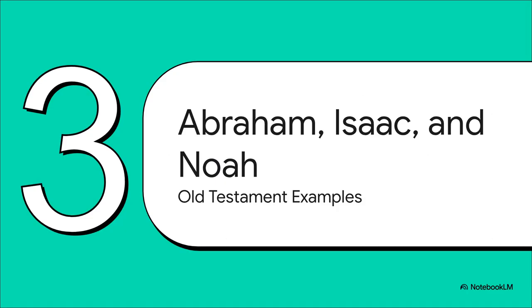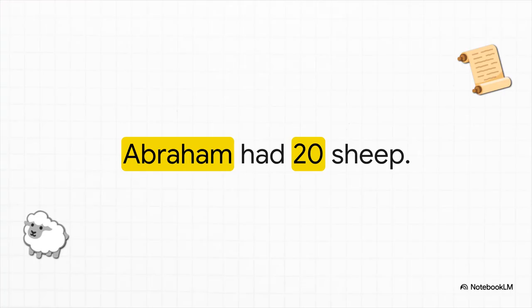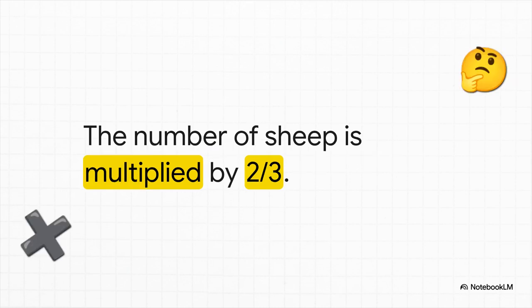This is where the lesson takes a hard turn. It completely ditches abstract numbers and instead wraps the math problems in stories. Stories about some of the most famous figures from the Old Testament. So first up, we've got Abraham, and the problem tells us he has 20 sheep. Simple enough, right? And here's where the math comes in. We're told to multiply that number of sheep by 2/3. So, what happens to Abraham's flock?